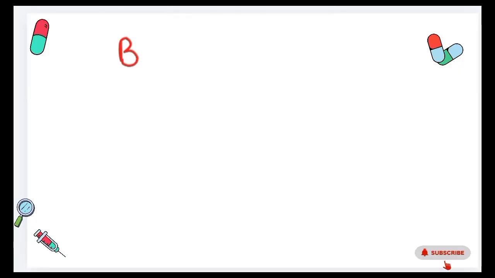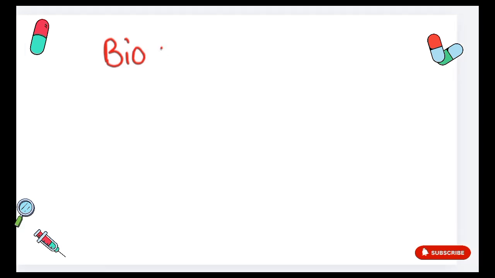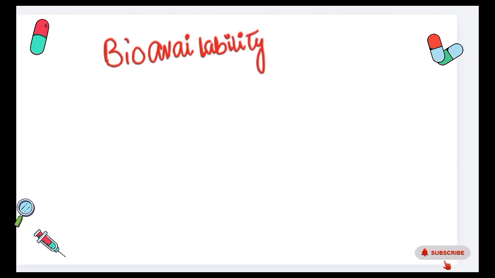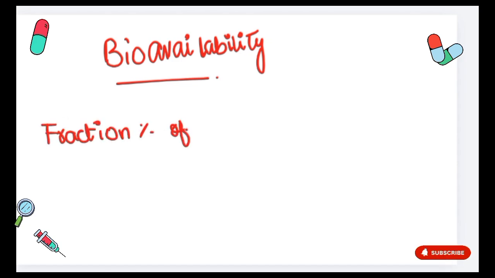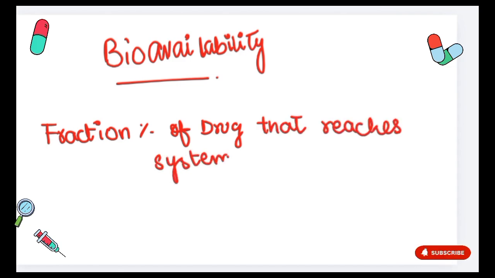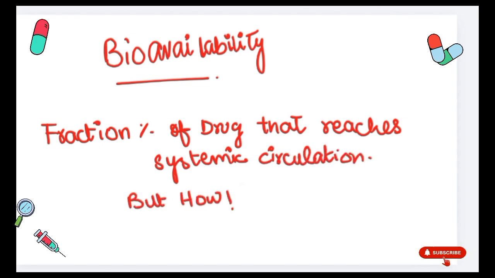It's a very important topic of pharmacology basics, bioavailability. Okay, so have you ever wondered why a 500 mg tablet doesn't always have the same effect as a 500 mg injection? The answer is bioavailability, which is the fraction or percent of drug that reaches systemic circulation in its active form. But how?